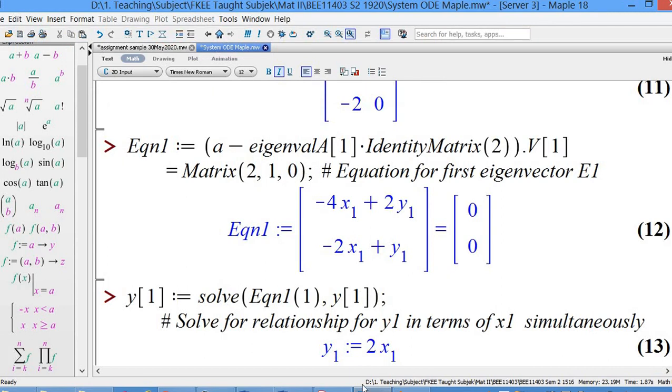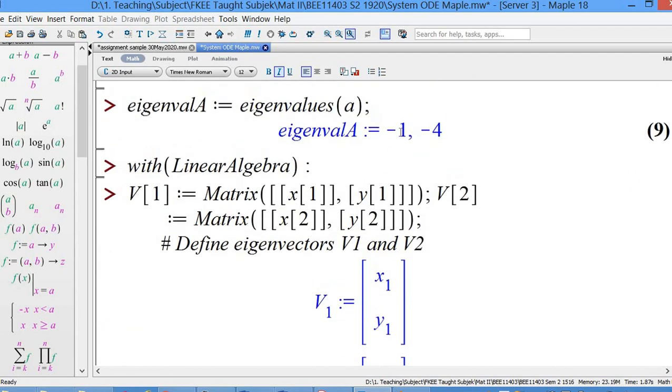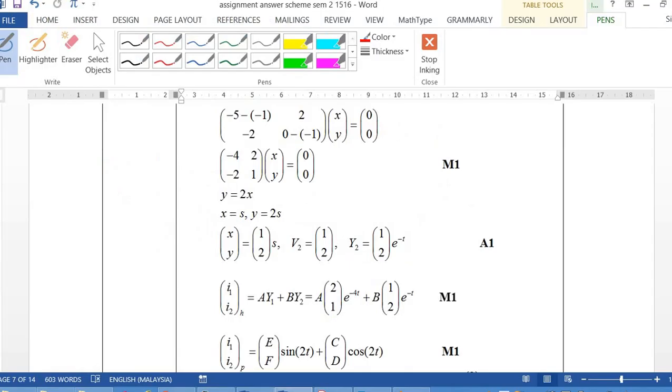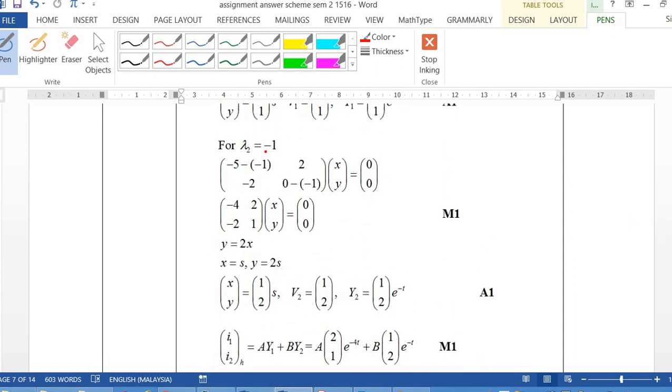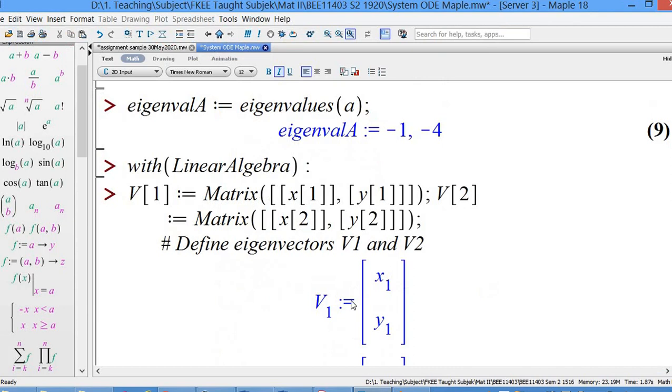Lambda, let's see, V1, -1. After we solve the homogeneous system, when lambda 2 equals -1, we substitute into the homogeneous system A minus lambda I, V1 equal to 0, where I is the identity matrix. We get this homogeneous system here. This is what we obtain.